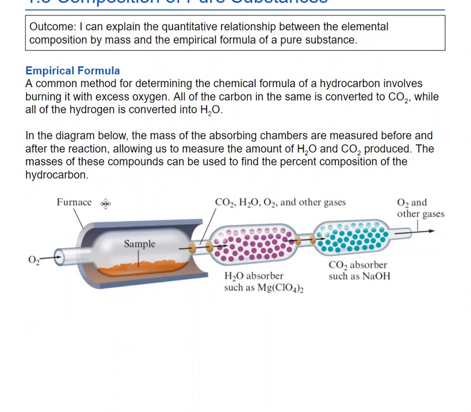So a hydrocarbon involves burning the hydrocarbon in the presence of oxygen. So all of the carbon is converted to CO2 and all of the hydrogen is converted into H2O. So in this diagram, if we measure the mass of these absorbing chambers before and after, we can calculate how much water was produced and how much carbon dioxide was produced, work backwards to get moles of carbon, hydrogen, and oxygen, and find the empirical formula.